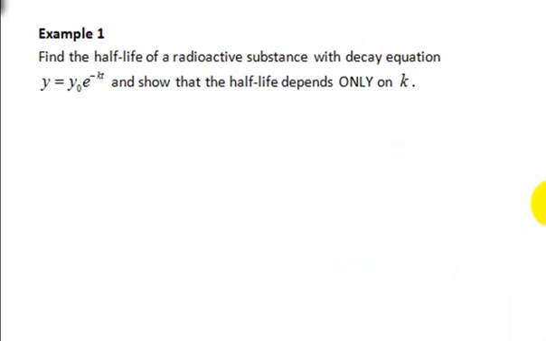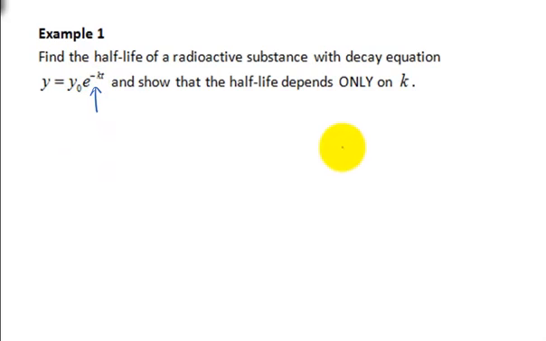All right, in this example, what we're supposed to do is find the half-life of a radioactive substance with the decay equation y equals y naught e to the negative kt. Now you want to be careful here. They've kind of built in that negative, they've built the decay factor into this equation, so you have to take that into account when you're doing the problem.